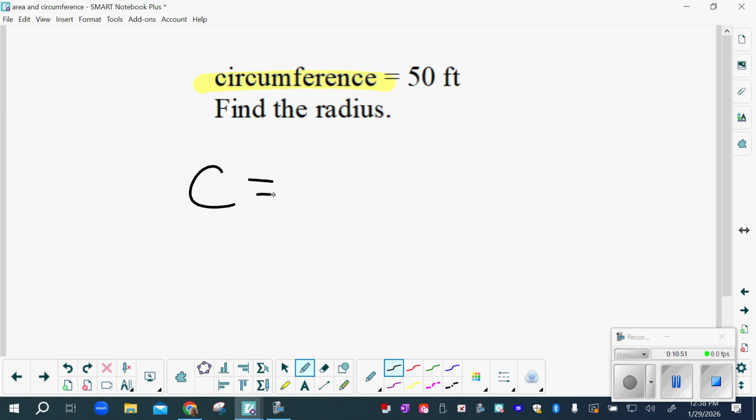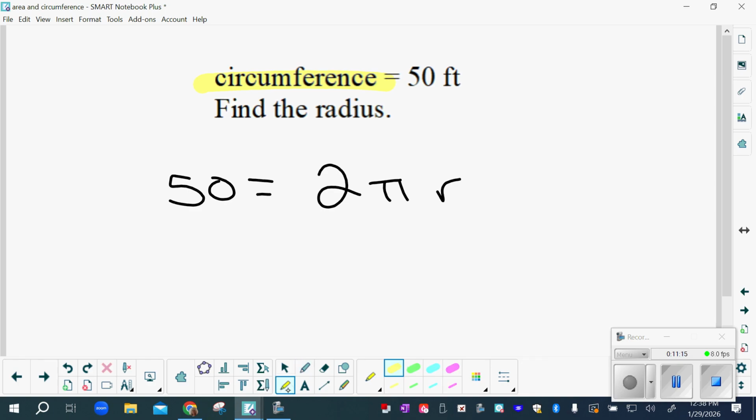Okay, here we go. Have I lost anyone? I just wrote the formula down. Watch me. I know what their circumference is. So guess what? I'm putting 50 right here. Does everyone see why I did that? Because it told me their circumference is 50. So I am putting that right there.